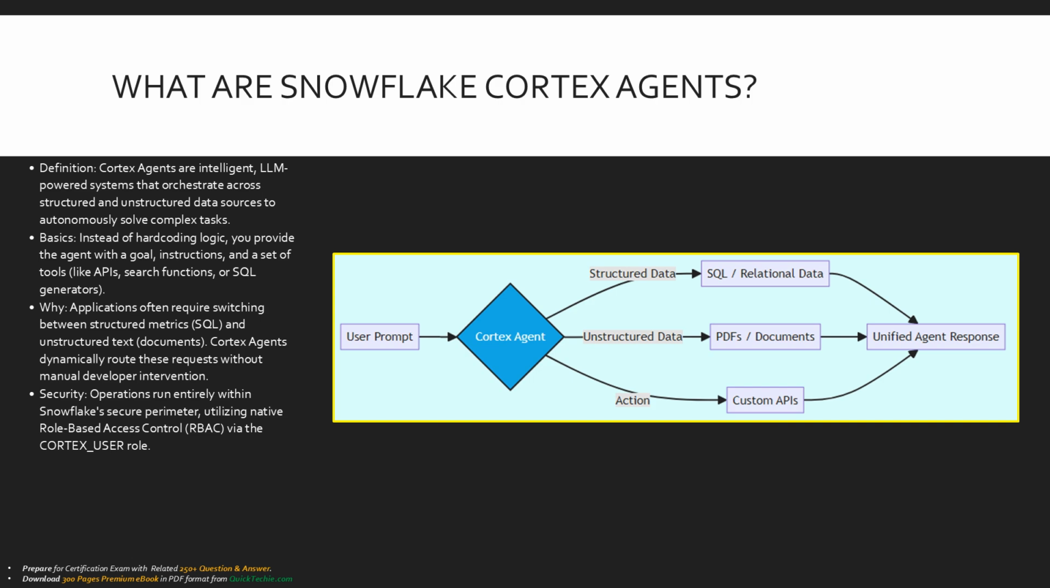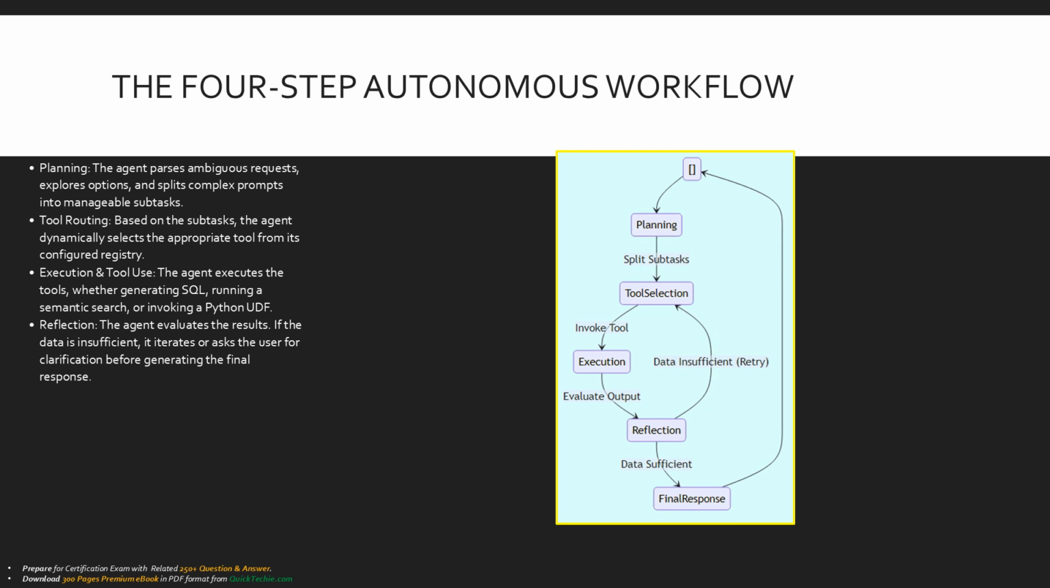Look at this high-level architecture. The user prompt enters the Cortex agent. Rather than following a single predefined path, the agent acts as an intelligent router. It analyzes the intent and branches out, grabbing relational data via SQL, fetching text from documents, or even triggering an external API. It then synthesizes these discrete data points into a unified agent response, delivering a seamless experience to the end user.